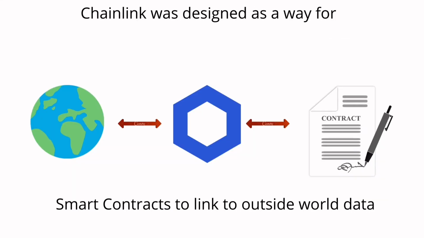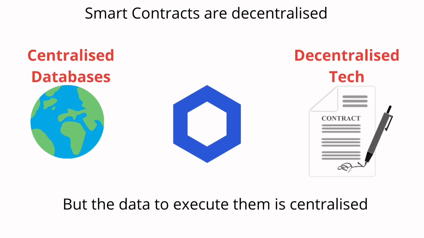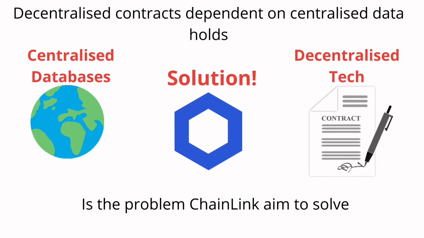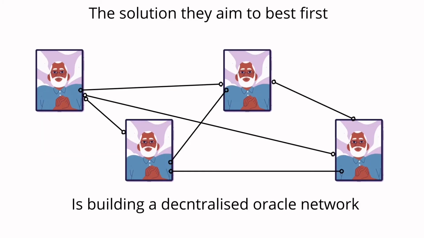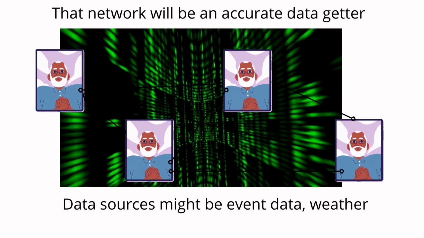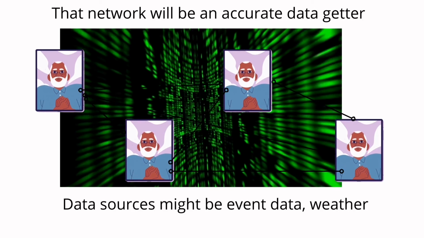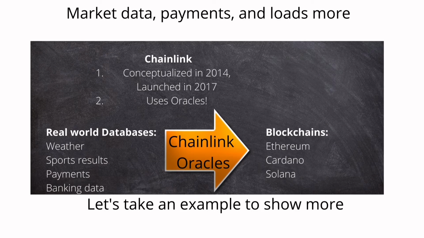Chainlink was designed as a way for smart contracts to link to outside world data. Smart contracts are decentralized, but the data to execute them is centralized. Decentralized contracts dependent on centralized data is the problem Chainlink aims to solve. The solution they aim to build first is a decentralized oracle network. That network will be an accurate data getter. Data sources might be event data, weather, market data, payments, and loads more.